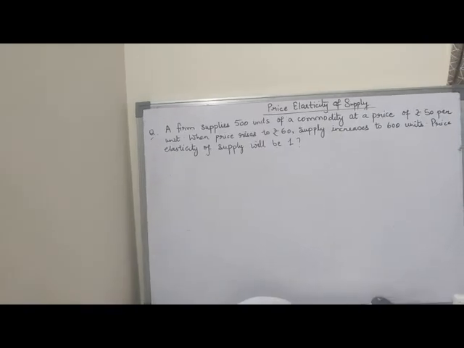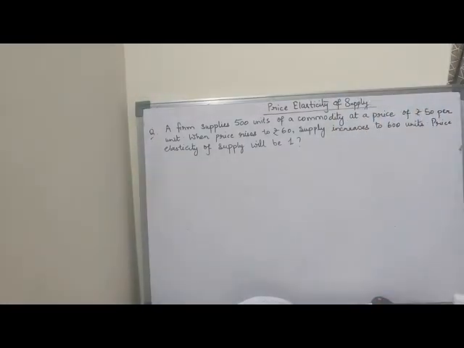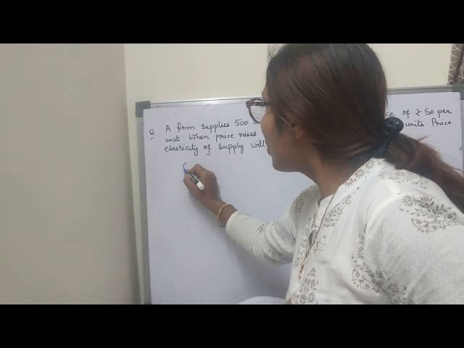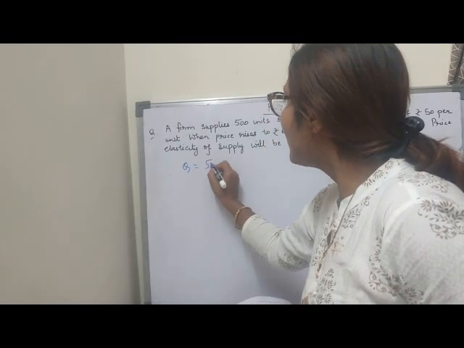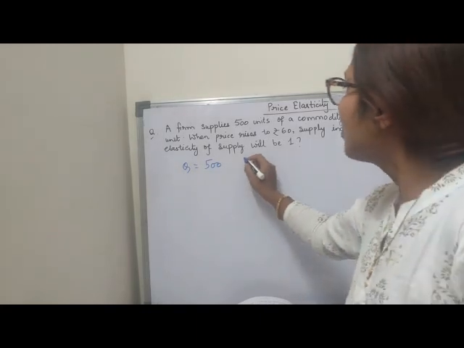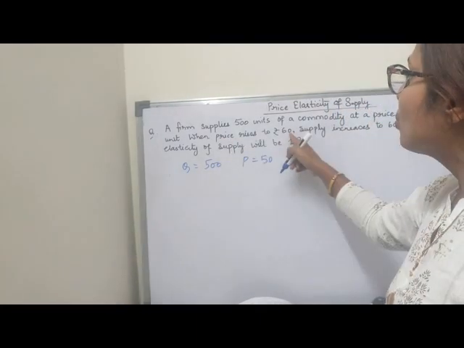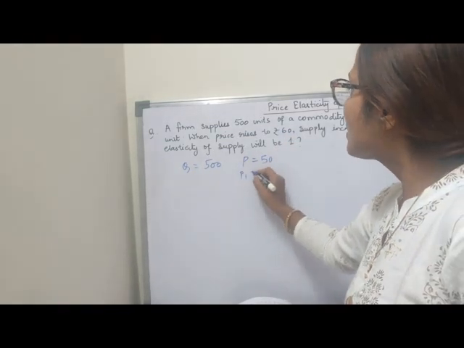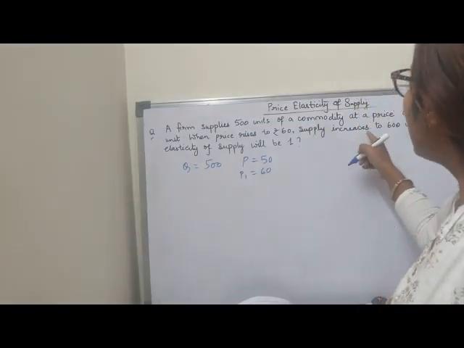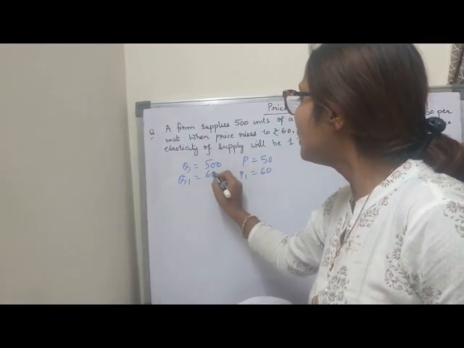Now you see the other question. The other question is, a firm supplies 500 units of a commodity. That means quantity Q is 500. Clear? At a price of rupees 50. P is 50. When the price rises to rupees 60, that means the new price is 60. Clear? Supply increases to 600 units. So my new quantity is 600.